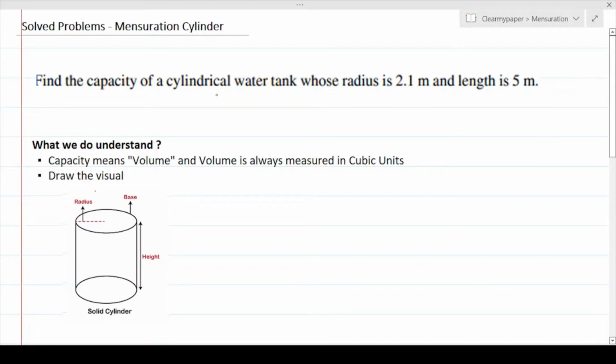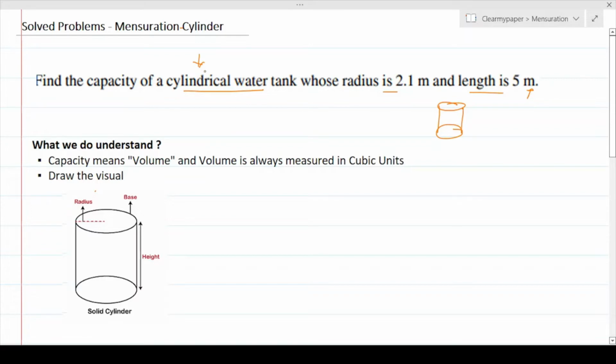So let's address this question on mensuration. The topic is cylinder. The question is: find the capacity of a cylindrical water tank whose radius and length are given in meters. Since the question explicitly says cylindrical water tank, the first thing that should flash in your head is that they're talking about a cylinder. That's half the battle won, because you don't have to guess what the 3D object is.